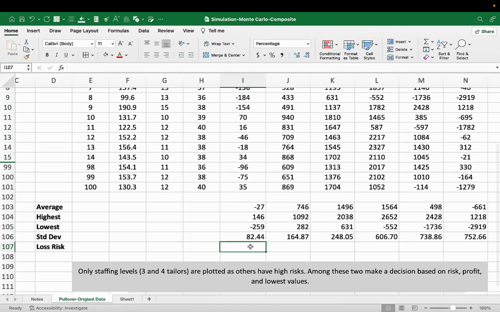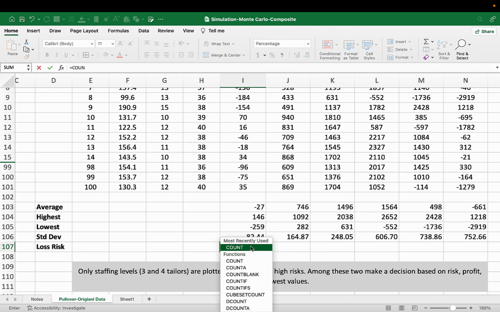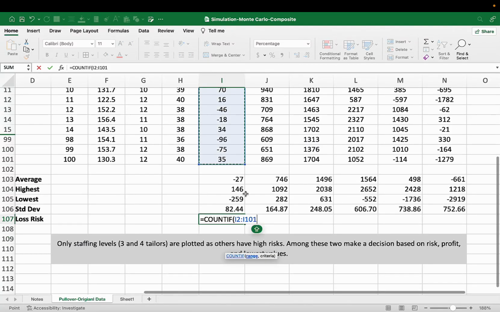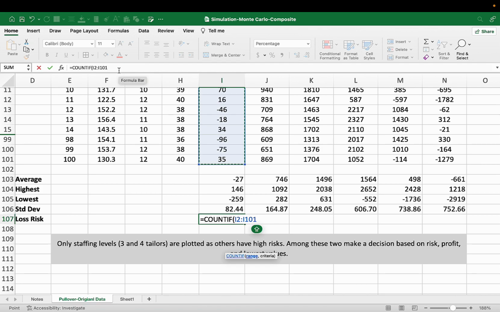So I want to use a calculation where anything less than 0 will be considered a loss, and for that I will use this function called COUNTIF. So COUNTIF, I will select this whole column except the label, and then comma, less than 0. So it's in double inverted commas, less than 0, and then close the parentheses and divide by 100. 100 is our number of data points.